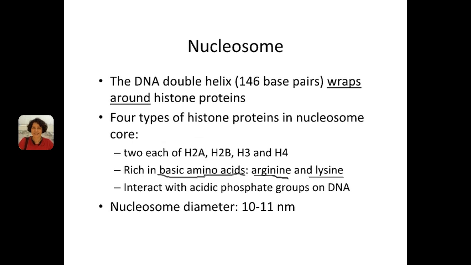These basic amino acids interact with the acidic phosphate groups on the DNA double helix and allow the DNA and the histone proteins to interact and touch. The diameter of a nucleosome is about 10 to 11 nanometers. Compare that with the diameter of the DNA double helix, which is 2 nanometers. So you see it's gotten thicker, but it's also been condensed quite a bit because you're wrapping 146 base pairs around that nucleosome core.